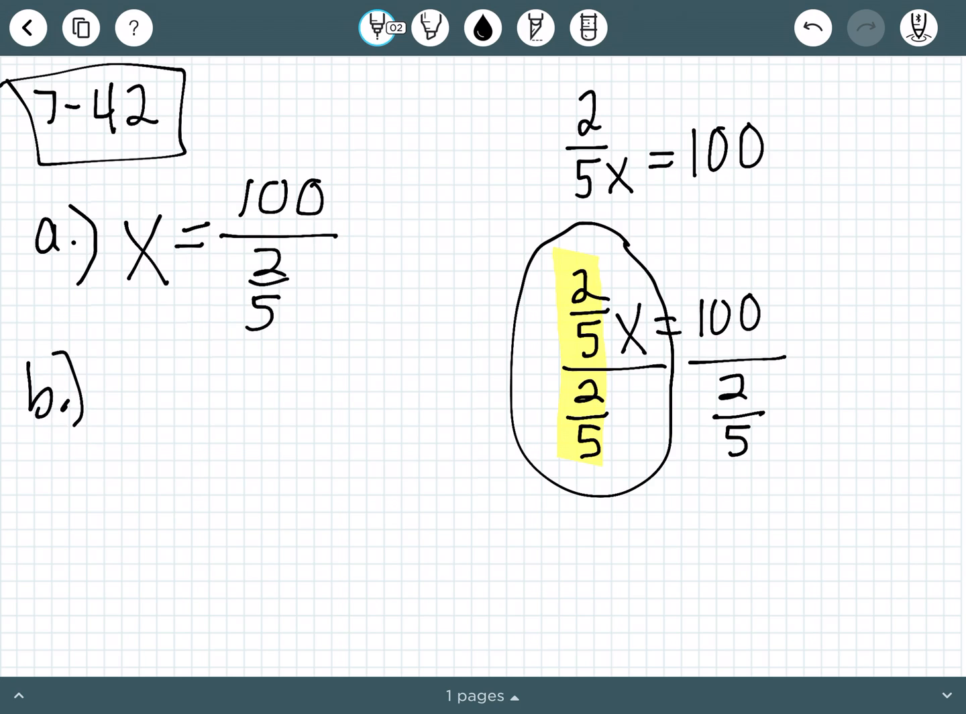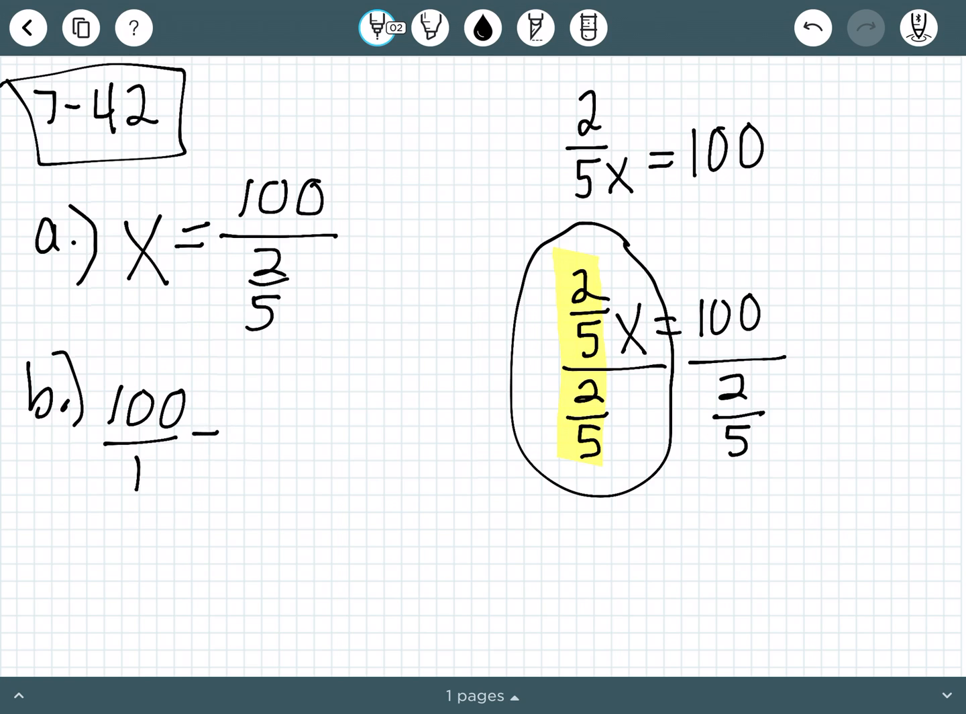So what I would do for this is, if I know that 100 divided by 2/5 gives us x, then I could just do it that way. I could solve that out. So 100, since I'm working with fractions, I'm going to put it over 1.